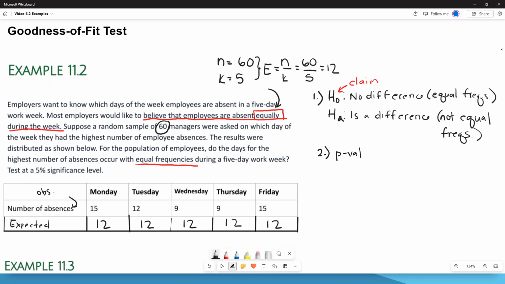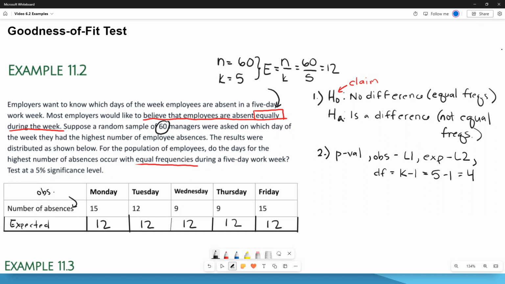So here's how I show my work. I know I'm going to use a function call, and the calculator is going to ask for 1 or 2 things, depending on which calculator it is. It's going to ask me, where is my observed data? So I'm going to put my observed into L1. It's going to ask me where my expected data is. I'm going to put that in L2. And it's going to ask me what my degrees of freedom are. And I know degrees of freedom are k minus 1. So 5 minus 1 is 4. And then we're going to do a function call.